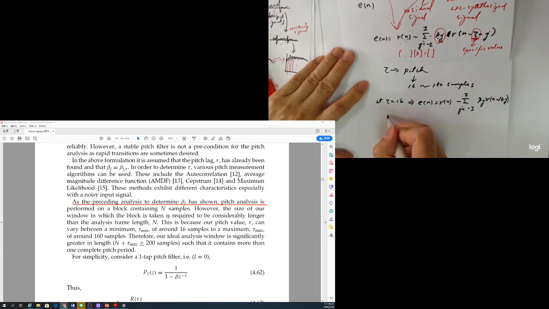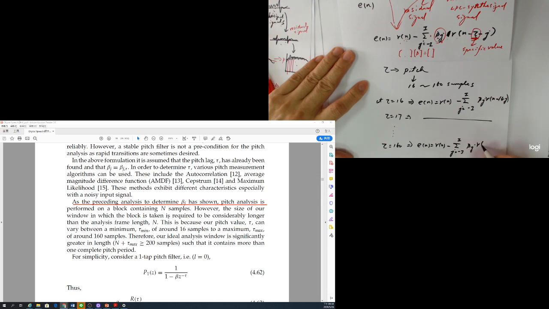And also tau equals 17. You can do the same work, and you can do tau equals 116. So you can get E of n, R of n, and try to get the best beta. So how many do you have right now? So right now you have this one minus this one.